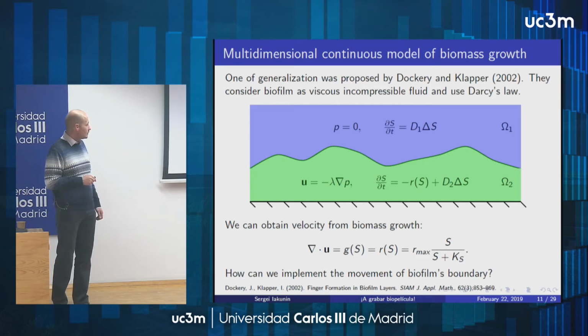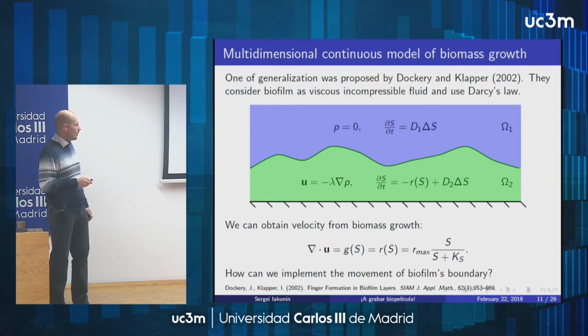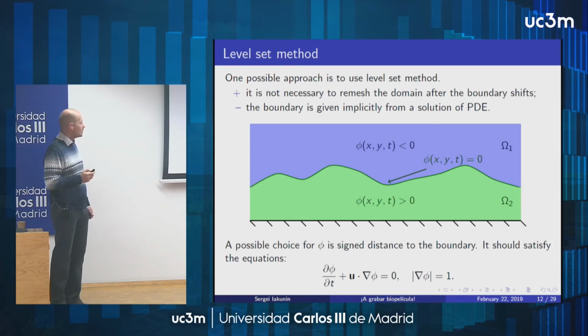The last question is how to simulate movement of the boundary, because in this case we have a free boundary problem. We have to set boundary conditions on the interface between fluid and biofilm, but we actually don't know where this interface is, because the boundary is also part of the solution. One possible method is the Levelset method. It means that we define a Levelset function phi, which is positive inside the colony, negative outside the biofilm, and the boundary is given by zeros of this function.